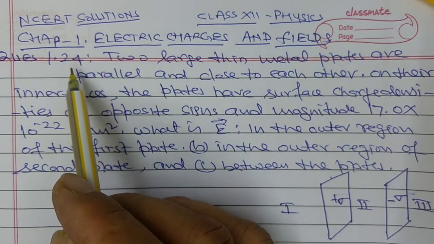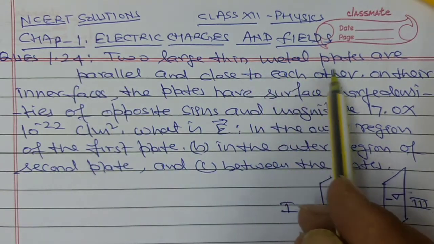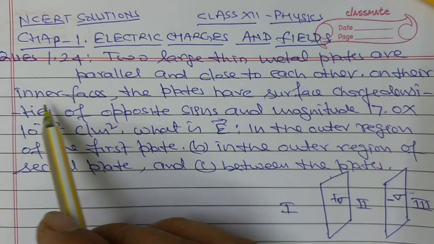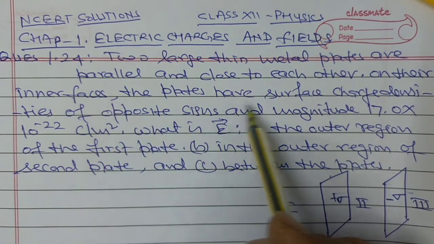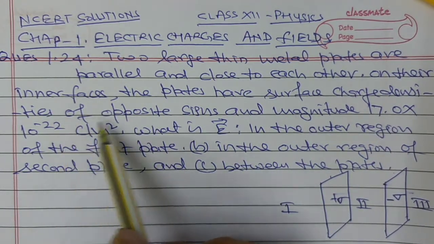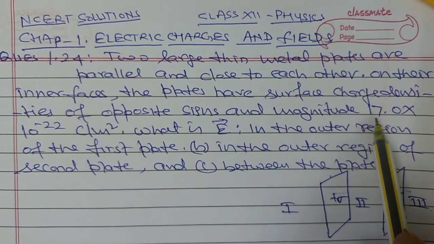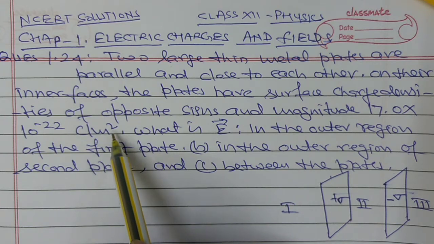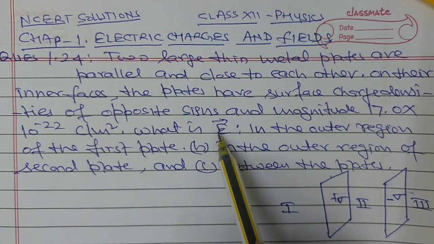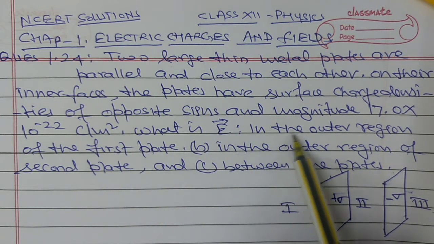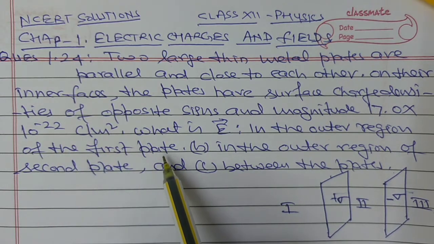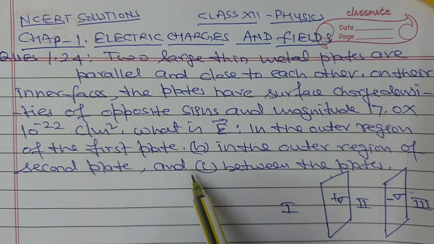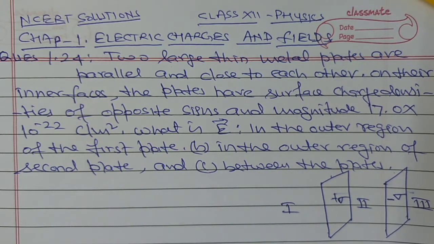Question number 24. Two large thin metal plates are parallel and close to each other. On their inner faces, the plates have surface charge densities of opposite signs and magnitude 17 into 10 to the power minus 22 coulomb per meter square. What is electric field E vector? Number 1 in the outer region of the first plate, number 2 in the outer region of the second plate, and number 3 between the plates.